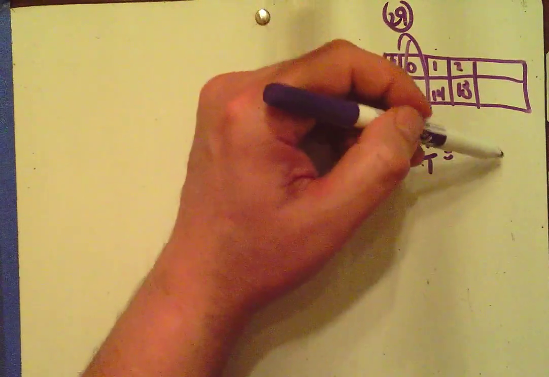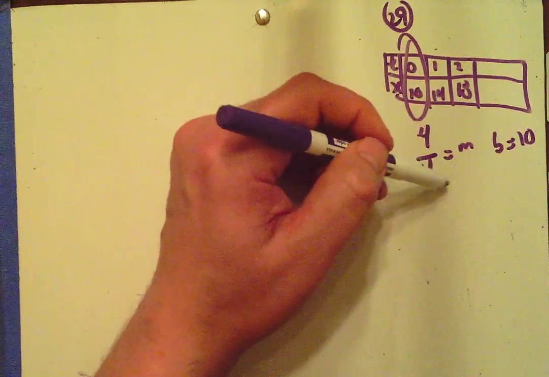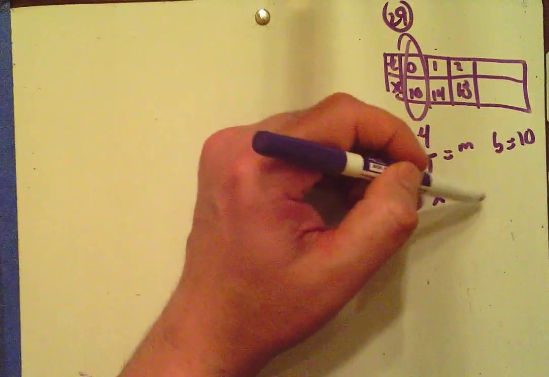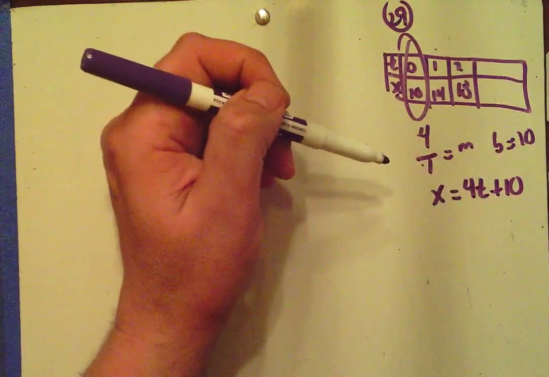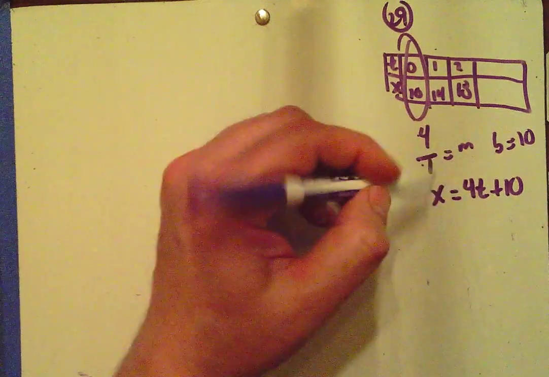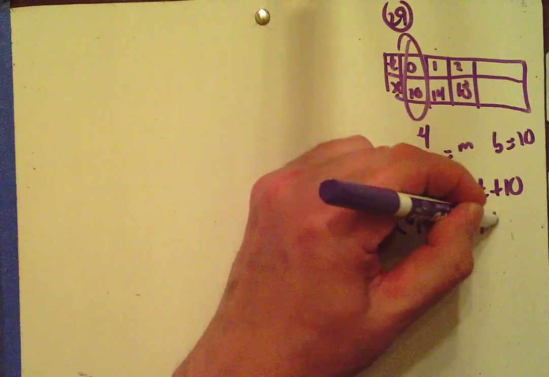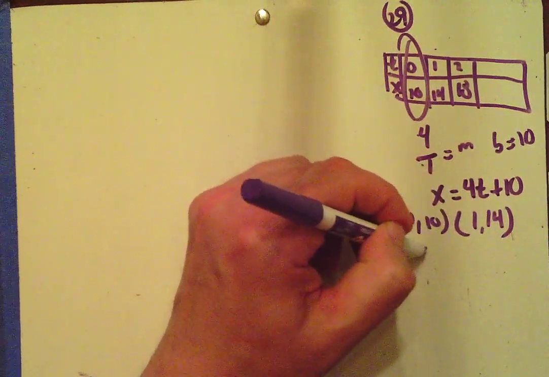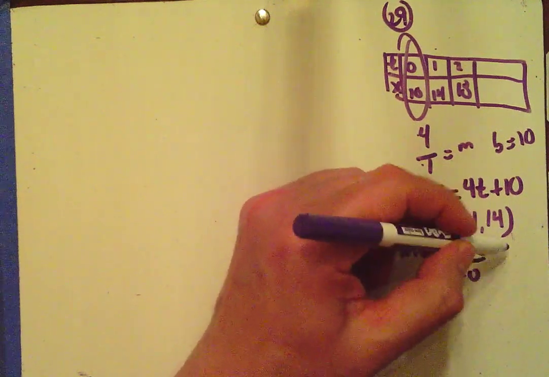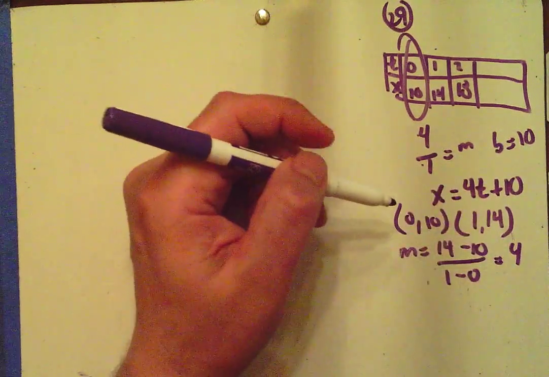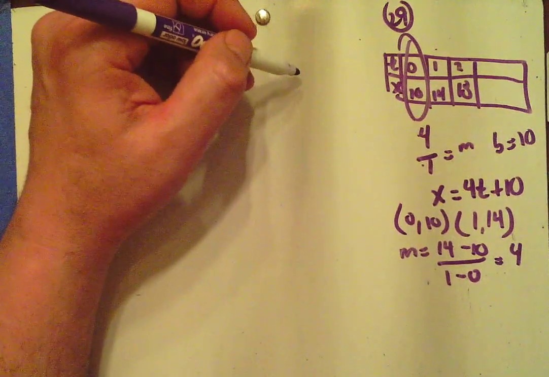And here's my y-intercept. And so the equation I would have would be x equals 4t plus 10. Now, we could also do this problem with ordered pairs. 0, 10, 1, 14. We could use the slope formula, 14 minus 10 over 1 minus 0, which gives us 4. And then we could go to y equals mx plus b and plug things in.